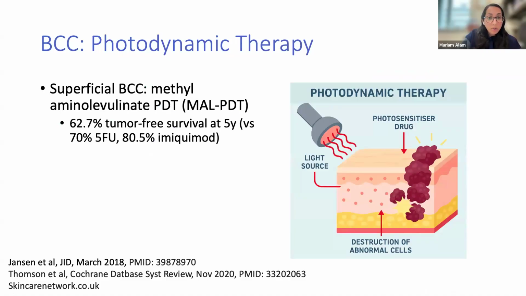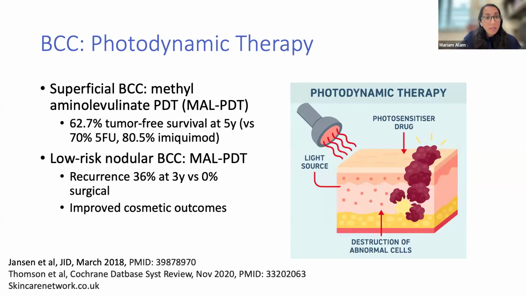PDT or photodynamic therapy can also be a really good option. Most of the studies in superficial BCCs have been done with this MAL PDT. And basically what they do is they paint on this methyl aminolevulinate, and then they put them under the PDT light. And then for superficial BCCs, there's around 60% tumor-free survival at 5 years. In comparison, like thinking back to the prior slide, that was about 70% for 5FU and 80% for imiquimod. So a little bit less effective, but this is a 2-time treatment. So maybe better than putting on an irritating cream for 6 weeks, maybe better than going through a whole surgery for some patients.